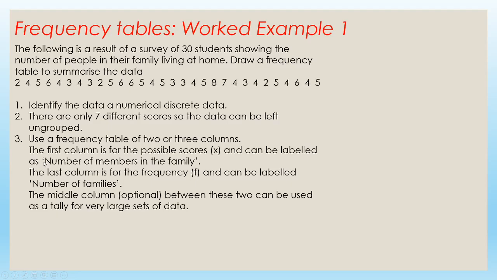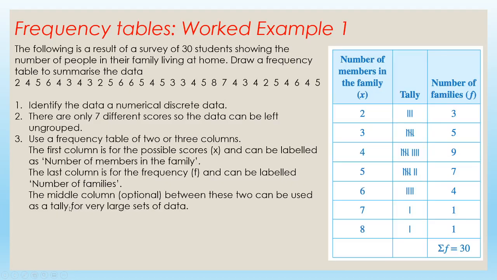So we will create a frequency table. The first column will be the number of family members, which is represented here from the number 2 up to the number 8. The last column is going to be how many times it appeared, and the middle column is for our tally. So here it's finished. We have the number of family members, 2, 3, 4, 5, 6, 7, 8, because those are the numbers that are there. We put in our tally marks, and then we just add them up at the end.